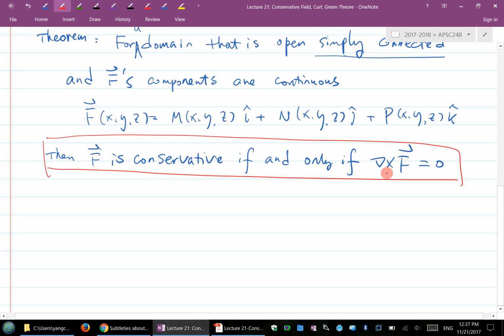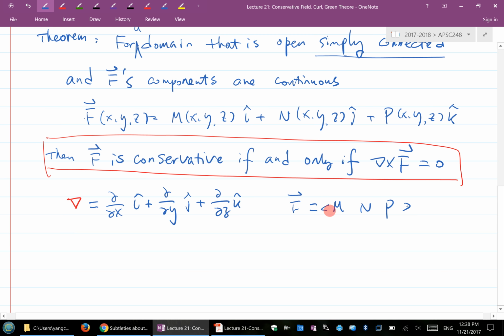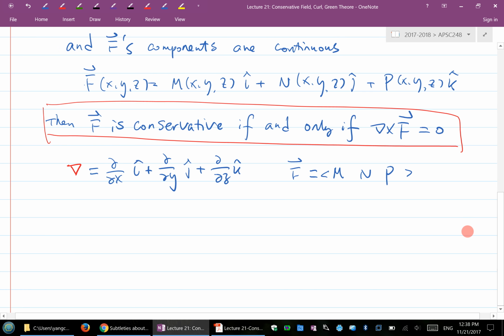So if I look at this cross product here, first of all, this symbol, we've seen that before, right? What do we call this symbol again? Del, right? Gradient. If you recall, it's a vector operator. It's a derivative operator, but in a vector sense. So that's your del. And this F, as usual, you have m, n, p. That's your vector field.